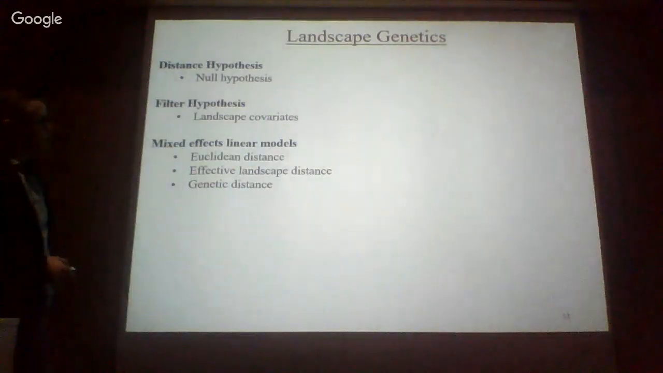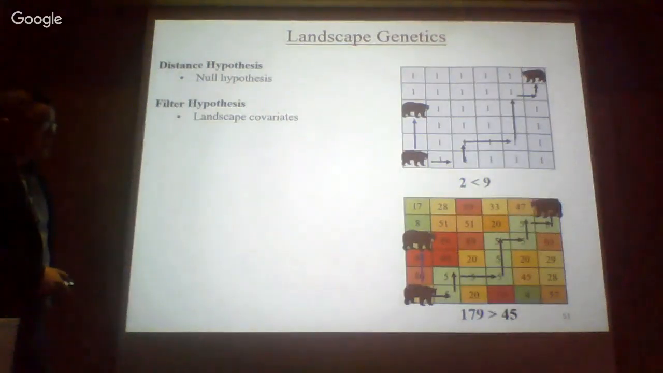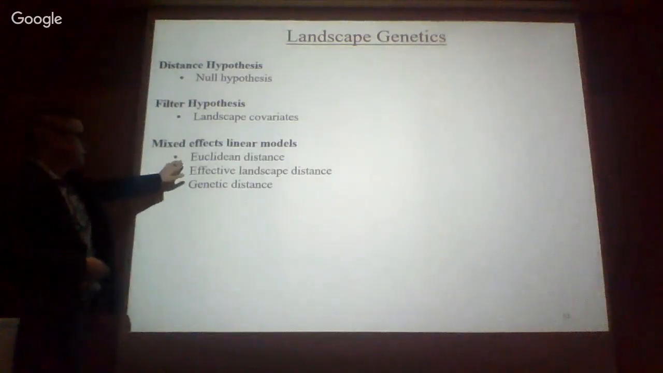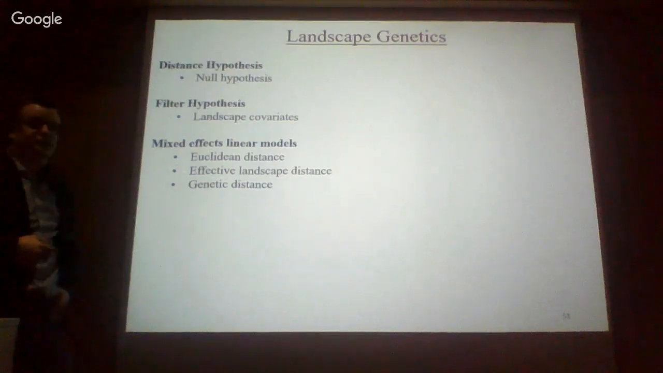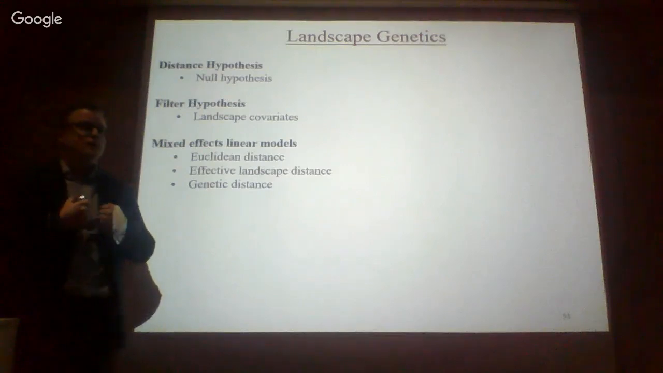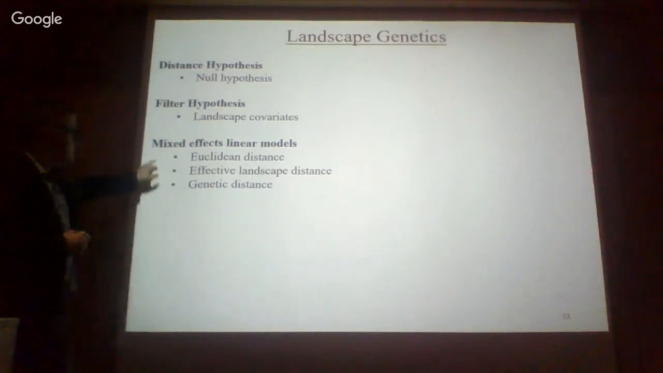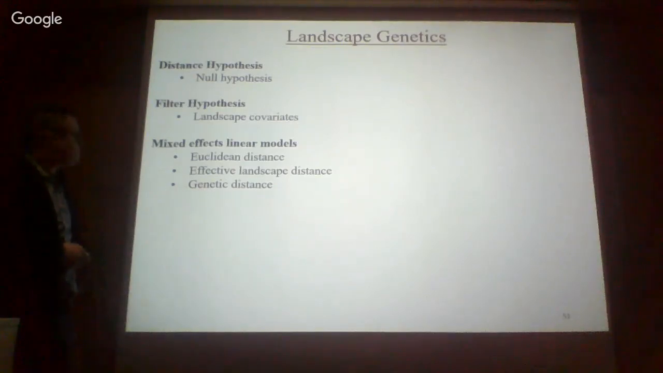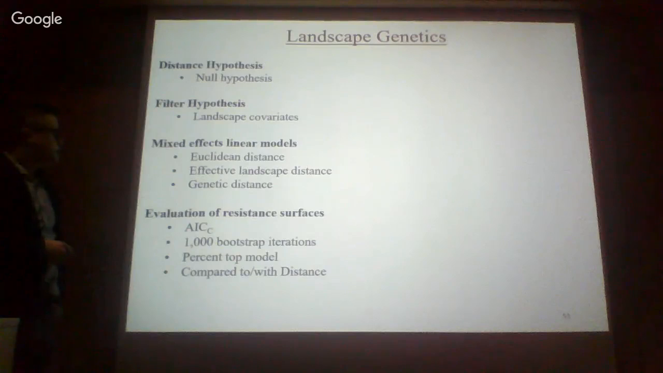And so after we determine what landscape covariates represent these resistance surfaces, what we then do is calculate what's called the Euclidean distance as well as the effective landscape distance. Those are the distances between two individuals, and we then see if they explain what the genetic distance is as well.